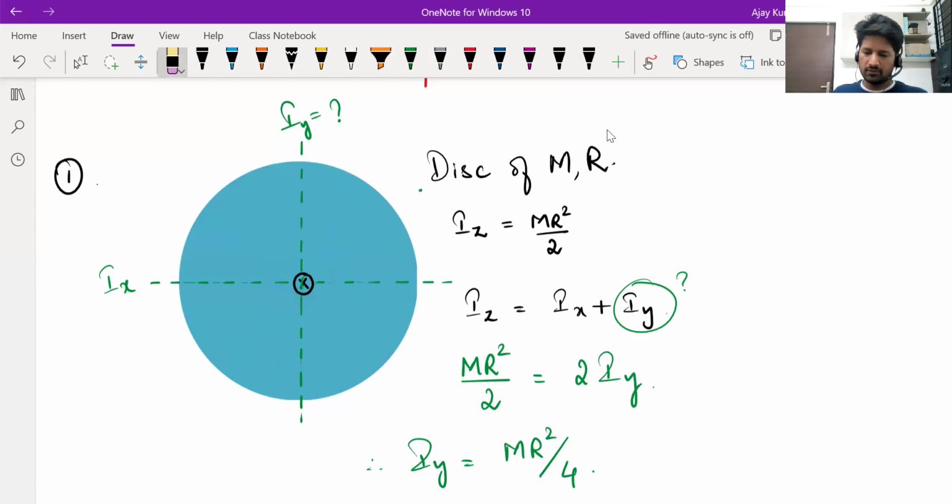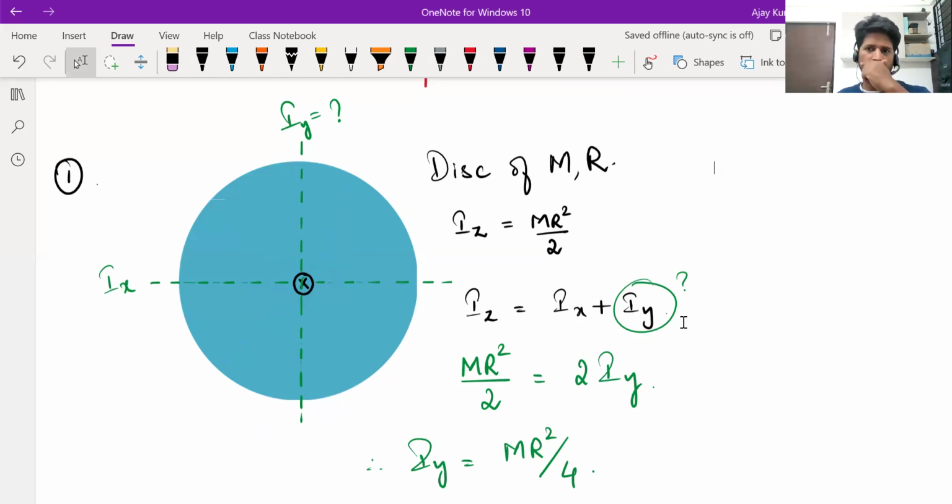Is this clear to all of you? Pawan, did you understand? Yes, sir. Yusuf? Yes, sir. Rishi, is it clear? Sir, I have one doubt.